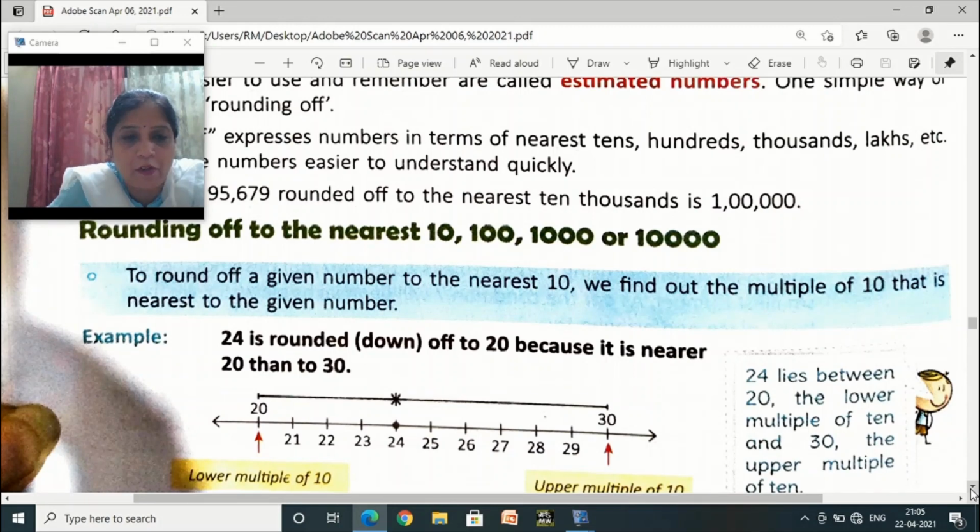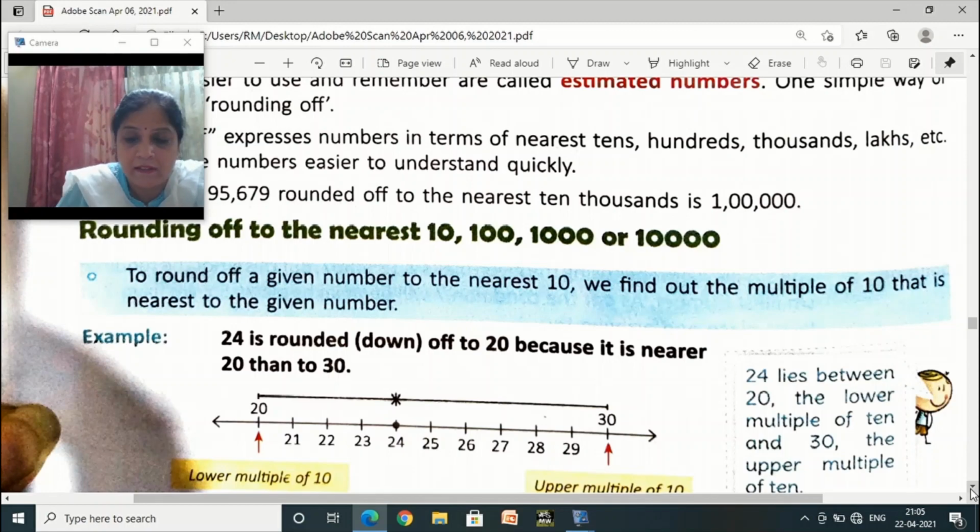Now when we draw a number line, for example, first we are learning about rounding off to nearest tens. Suppose you have to round off 24. Now draw a number line and write the numbers from 20 to 30. And midway mark 24 over there. Now 24 is rounded off to 20 because it is nearer to 20 than to 30.